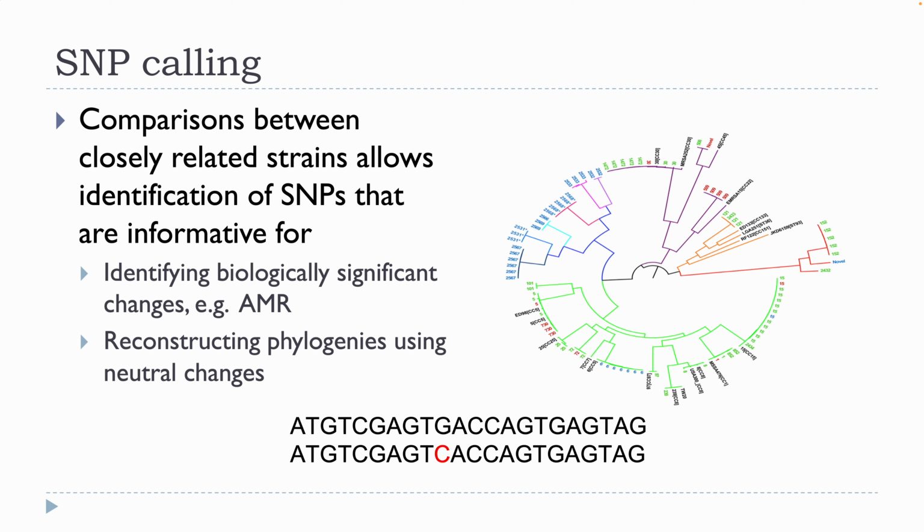So if they're biologically significant, they can tell us this organism is resistant to an antibiotic because it's got a change in an antibiotic resistance gene that renders it resistant. Maybe it's an enzyme and there's a subtle change to the active site that is enough to make it resistant. But there's also a huge number of SNPs that actually are neutral.